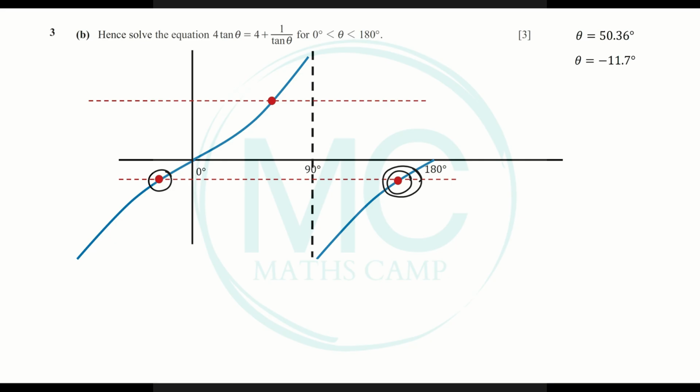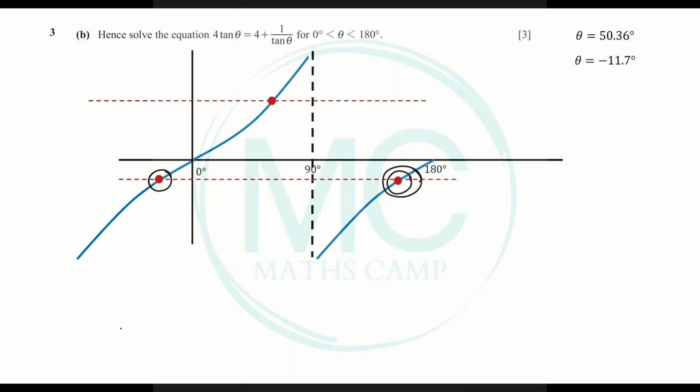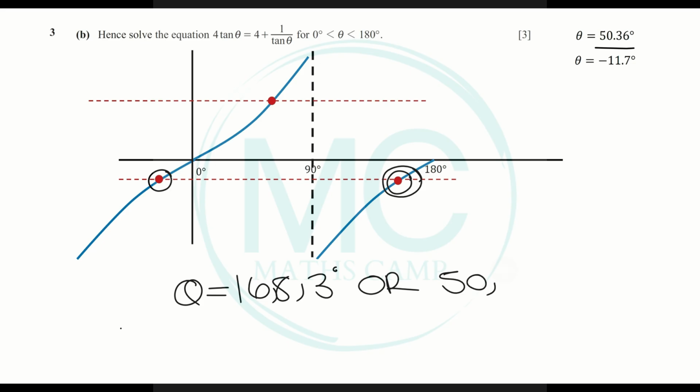So I can take my calculator and I can say 180 minus 11.7 is equal to 168.3. This is a value of theta that I need to consider. So I can say theta is equal to 168.3 degrees, or the value we originally found, 50.36 degrees. These are the two angles that sit within the given domain.